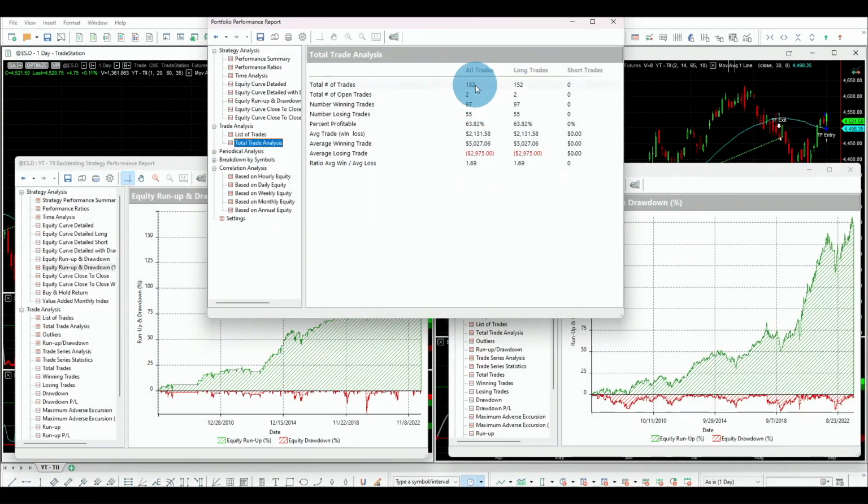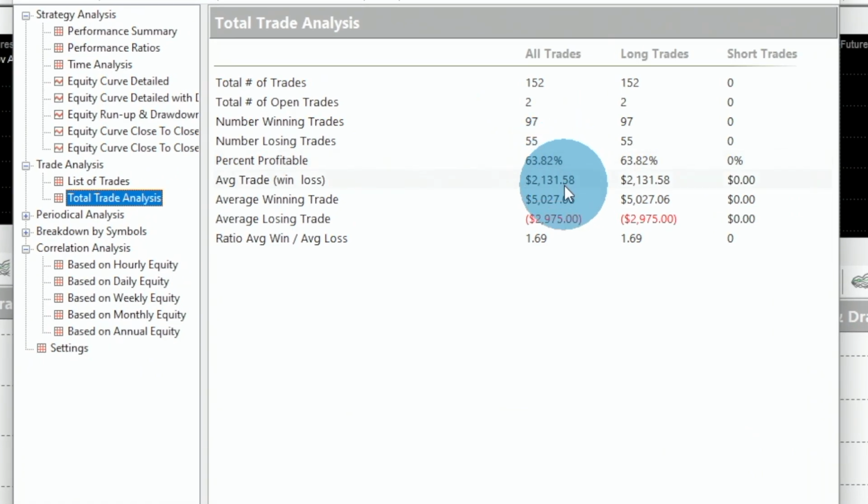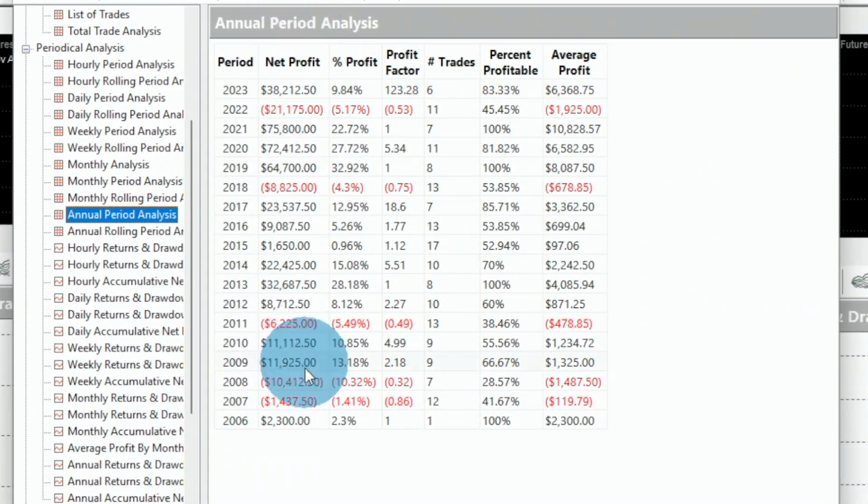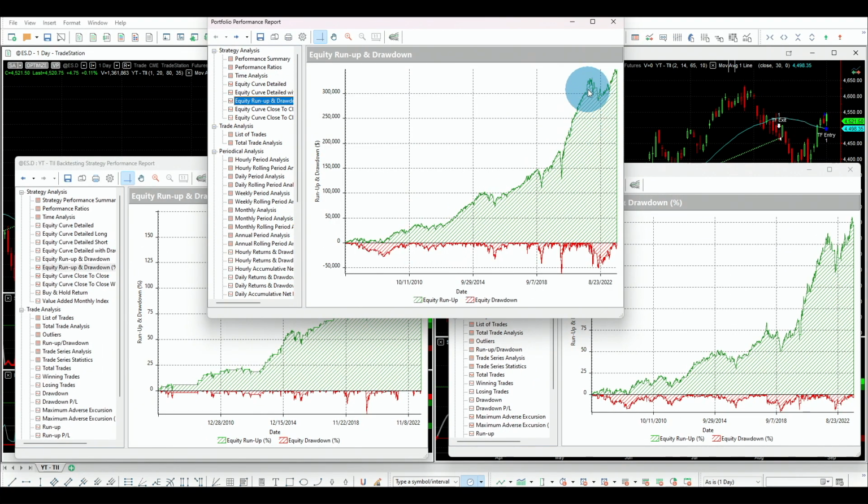So now we have 152 trades with a 63% win rate, on average making $2,000. And if we look at our periodical returns, we lose 5 years since 2006. And in 2023, we are making $38,000 in 6 trades with an average of $6,000 per trade, 83% win rate. This is our curve. We dip here in 2022 and we just made it all back with new highs in 2023.